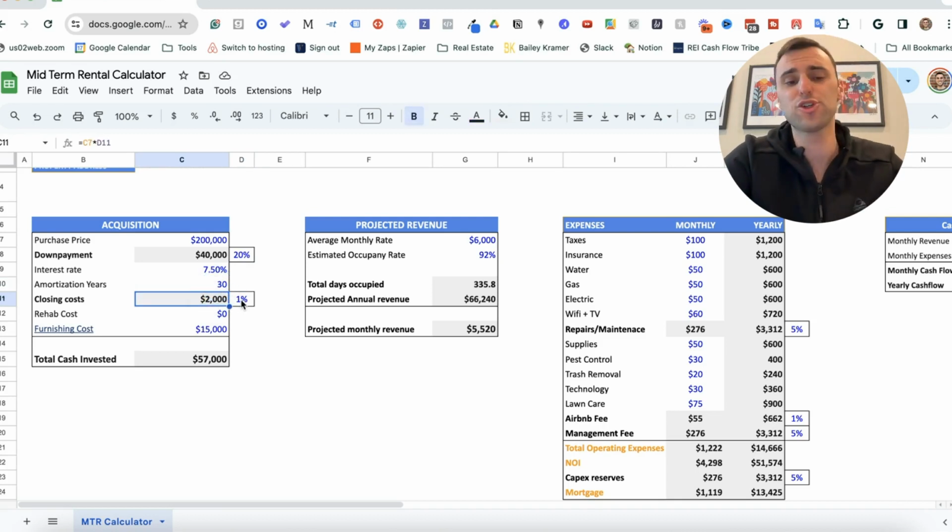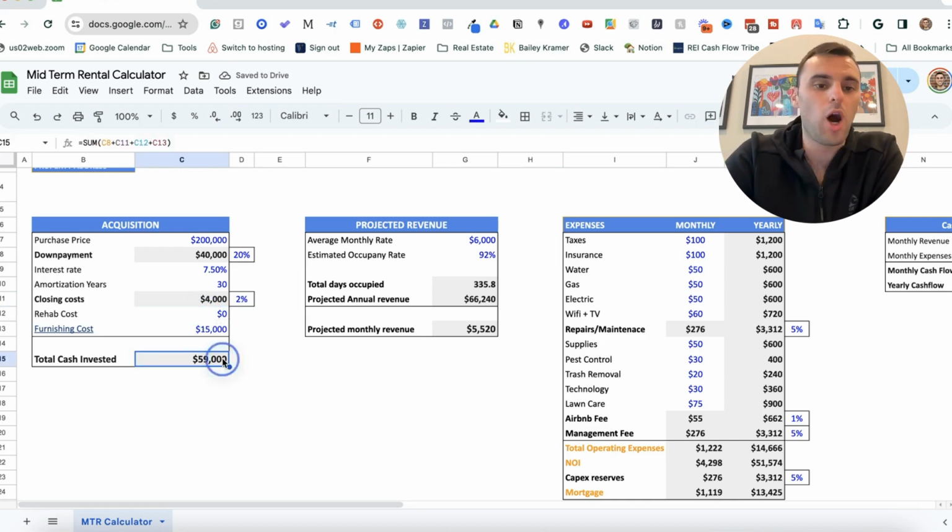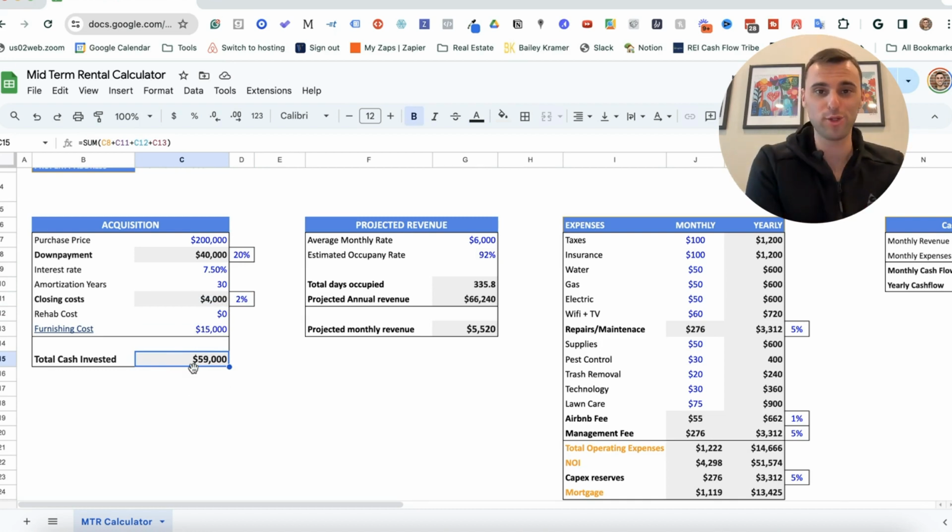Closing costs, I usually estimate them at 1 to 2% of the purchase price. And then if you're going to have any rehab costs or furniture costs up front here, you can see the total cash invested. That's the amount of money you need to bring to closing to do the deal.